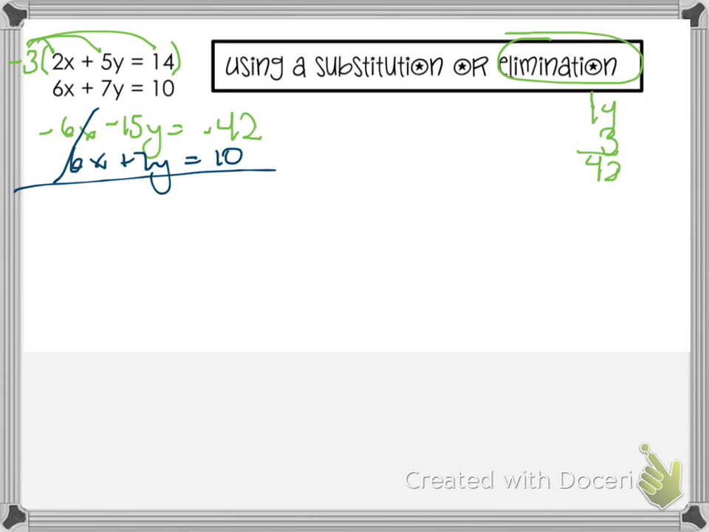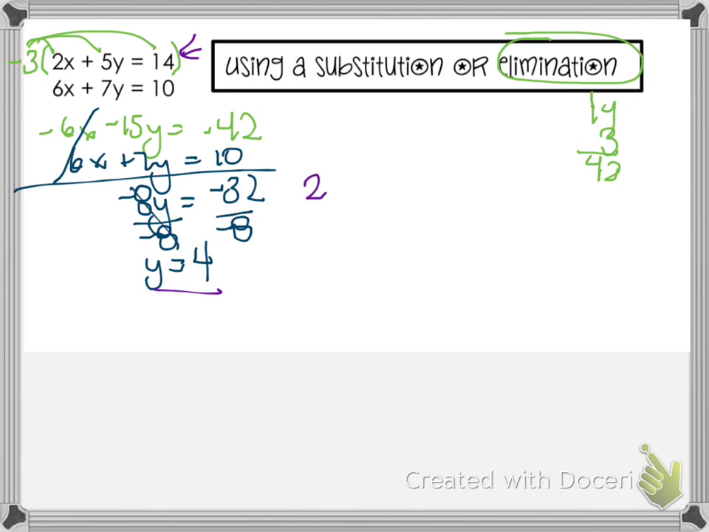And then negative 15 plus 7 is a negative 8y. And then negative 42 plus 10 is a negative 32. Divide by negative 8. Therefore, y equals a positive 4. Now we have to get the x value, the other variable. In order to do that, we plug this y value into one of the equations. It doesn't matter which one. You could plug it into one of the originals or into the one that you changed. But I'm going to go ahead and plug it into this one.